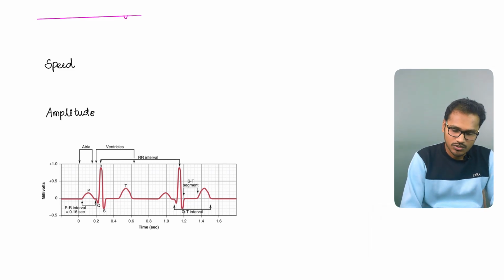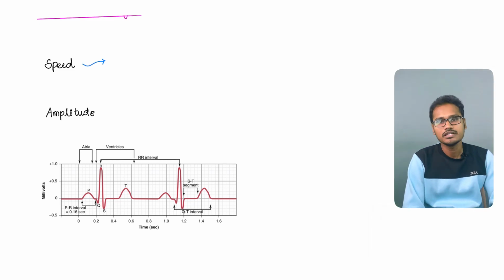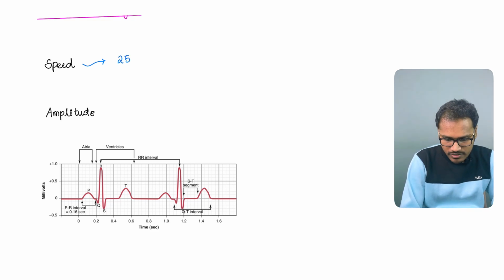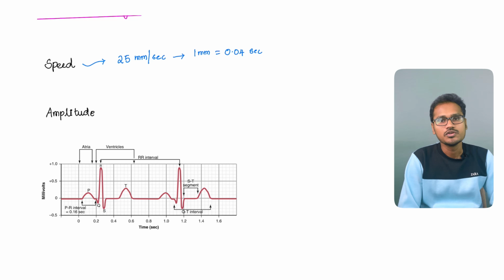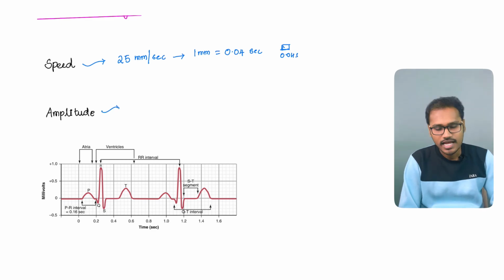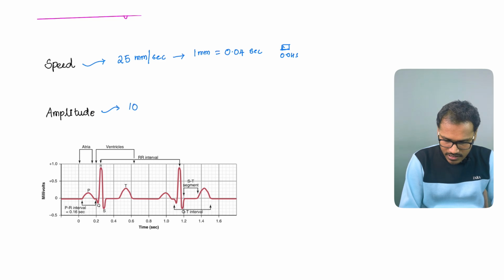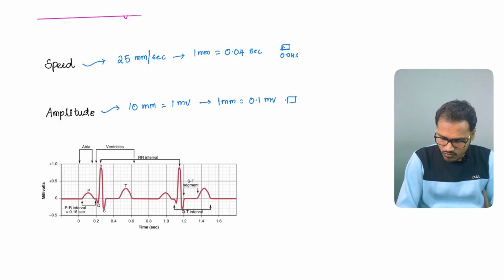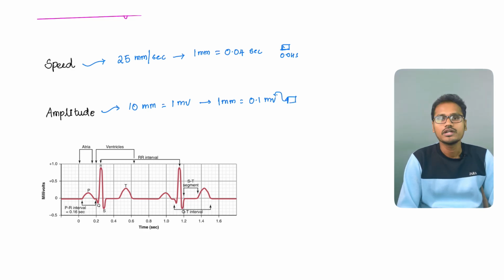So let's try to understand what are the standard settings in an ECG for this x-axis and y-axis. In the x-axis I told you duration. So the speed of the ECG paper, the normal setting that we have is 25 millimeter per second. When you convert this, 1 millimeter is nothing but 0.04 seconds. So on the x-axis, the box is 0.04 seconds. And coming to the amplitude, the standard setting that we do is 10 mm is equal to 1 millivolt. And I told you the smallest box is 1 mm. So 1 mm is equal to 0.1 millivolt. So this smallest box on the y-axis side is 0.1 millivolt.